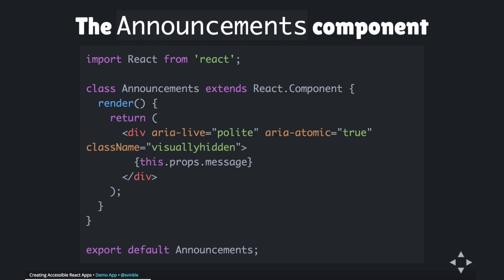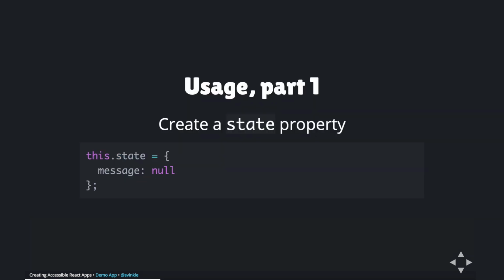So now that we have the component written and available, how do we actually use it? Well, to start, in a parent component, which we'll call the announcements component, we'll create a new state property. We'll call this property message and set its value to null for now. So on the screen here, there's a this.state object declaration, and inside the object is a property called message with its value set to null.